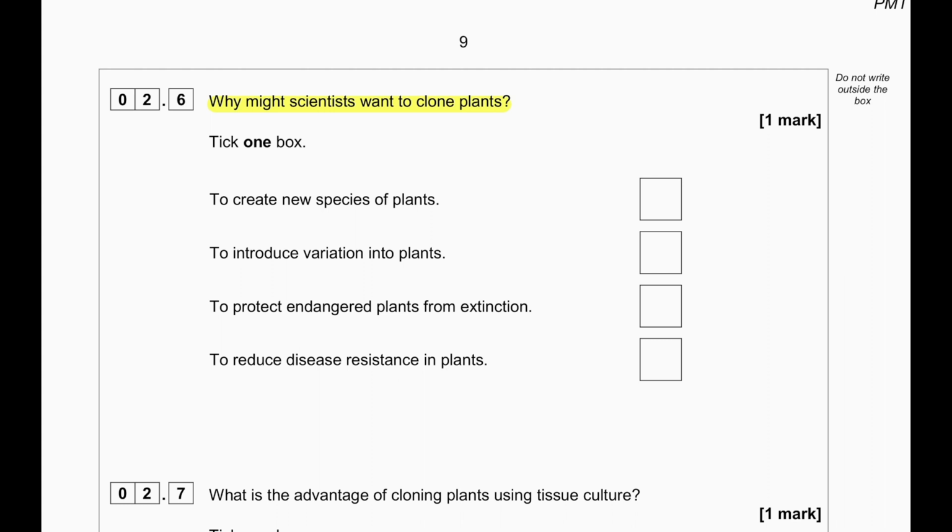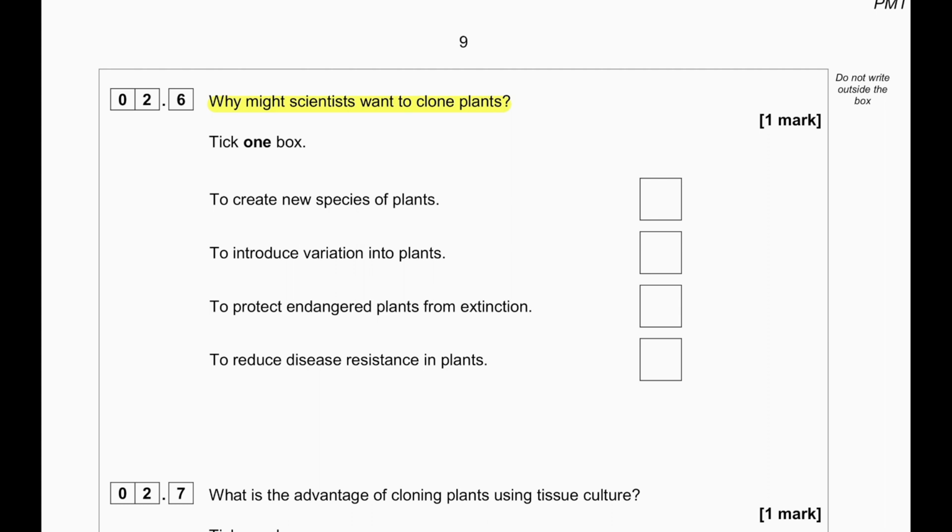We want to clone the plant mostly because we want to get back the particular characteristics that we found in the parent plant, or we want to protect an endangered species because that species is no longer producing, for example, seeds from which we can grow the plant, or maybe the numbers of the plant are way too low. So to multiply the plant faster, we can do tissue culture on that particular plant, and clone it to increase the number faster.